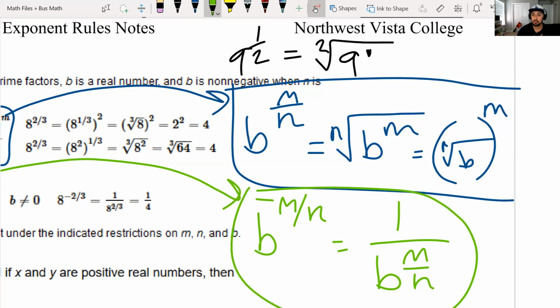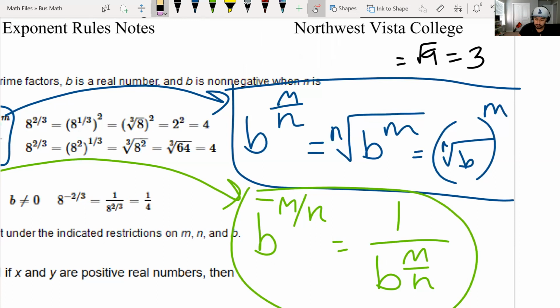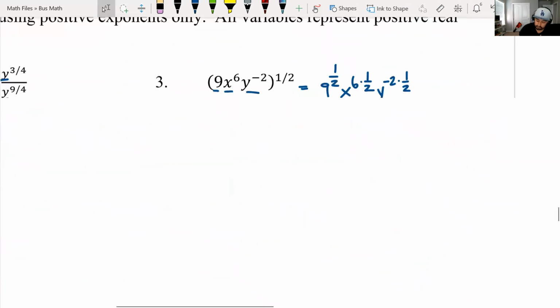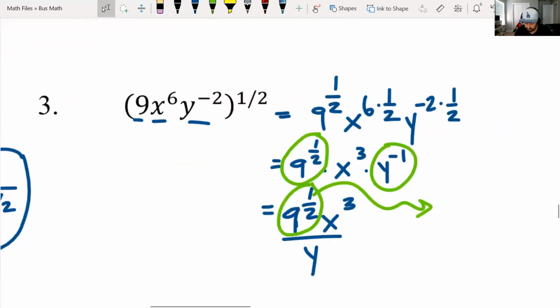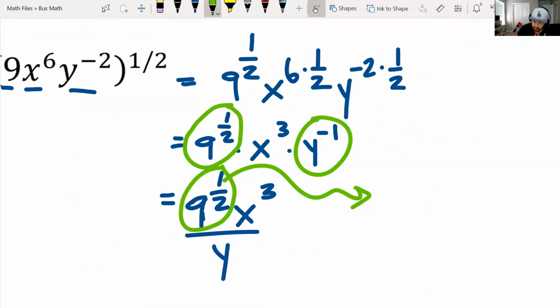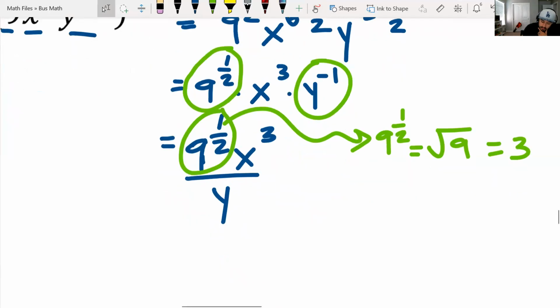And we know that we don't have to put the 2 there in the square root. I'm just showing you how the property works. So this just becomes the square root of 9, which happens to be 3. So I'll write that down below. So 9 to the 1/2 becomes the square root of 9, which is just 3. So our answer here is 3x cubed over y.